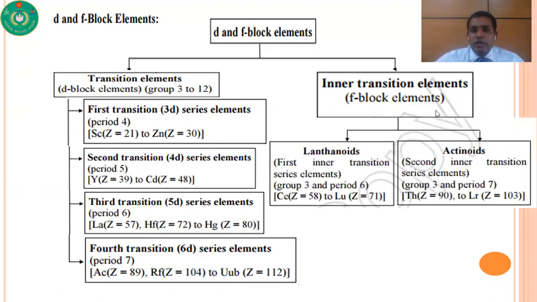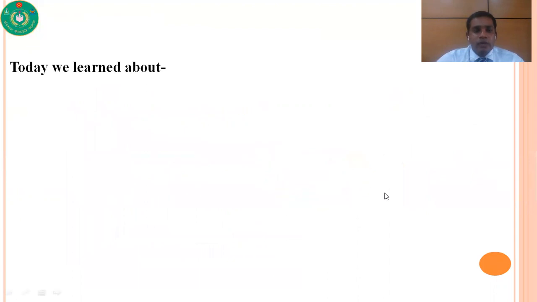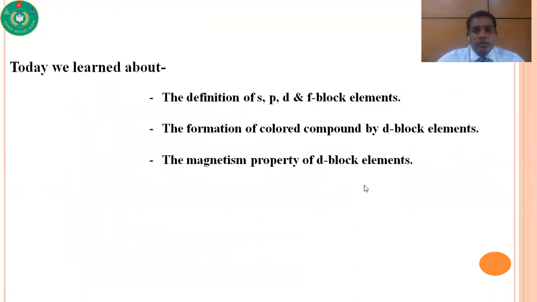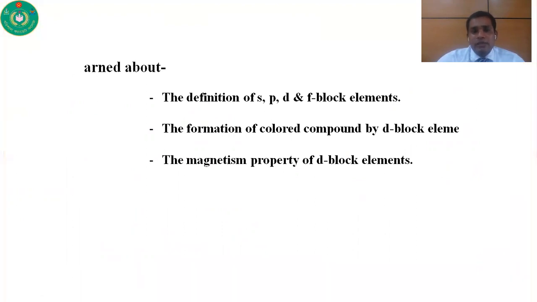And in case of inner transition elements, there are two series. One is the lanthanide and the other is the actinide series. The lanthanide is known as the first inner transition series, and it starts from cerium to lutetium. The actinide series is known as the second inner transition series, and it starts from thorium to lawrencium. So today we learned about the definition of s, p, d, and f block elements, the formation of colored compounds by d block elements, and the magnetic property of d block elements.